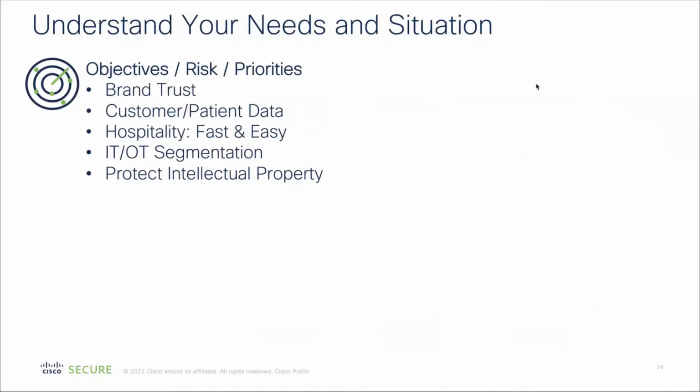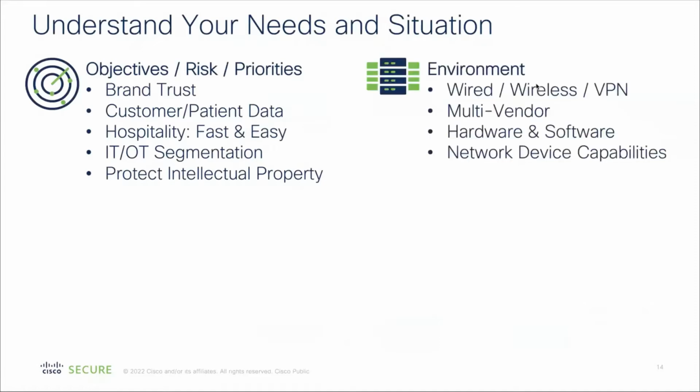So keep in mind what your objectives are with securing your network, what your highest priority risks are for security. What are you trying to protect? And with that in mind, what is the existing networking environment that we're working with? Are we trying to secure wired, wireless, and VPN? Are we only focused on the wireless right now? Or have we already done wireless and VPN and now we're trying to make sure our wired network is secure?